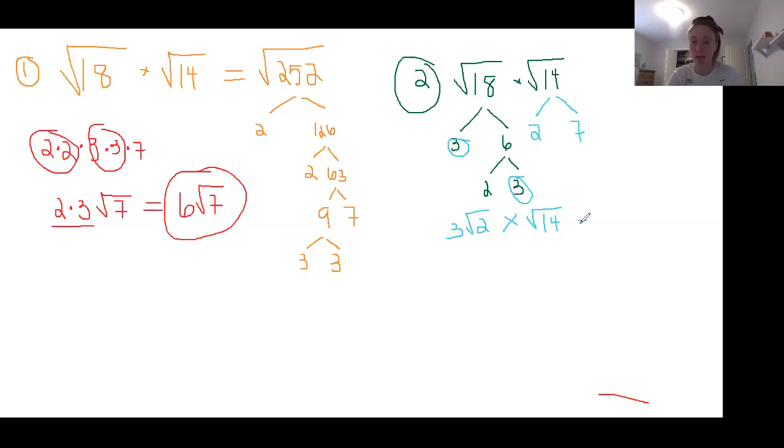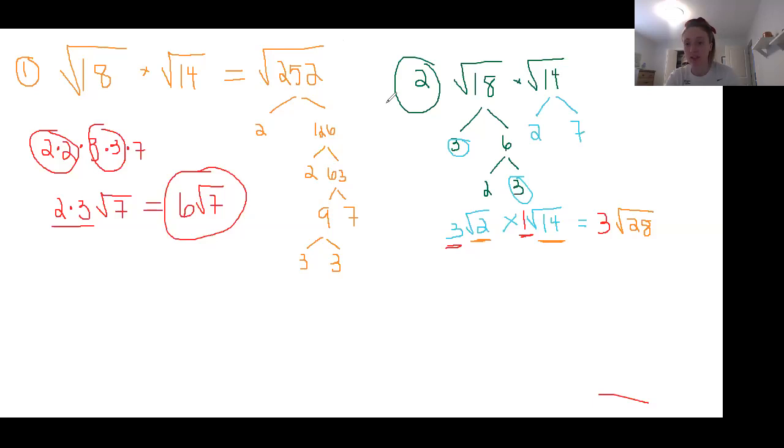So now, here's how we do this, okay? I have a 3 out front here. I have nothing out front here. That just means there's a 1. 3 times 1 is just 3. So that goes on the outside. Then you have to look inside at the square root. So I have a square root 2 and a square root 14. Now I multiply those together in the square root. 14 times 2, I get 28. Now, that's a lot smaller number in the square root to work with, a lot smaller than 252.